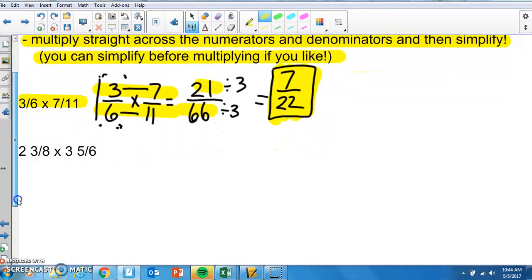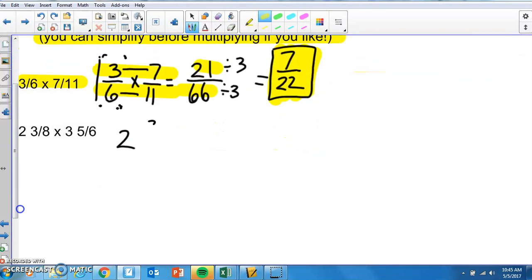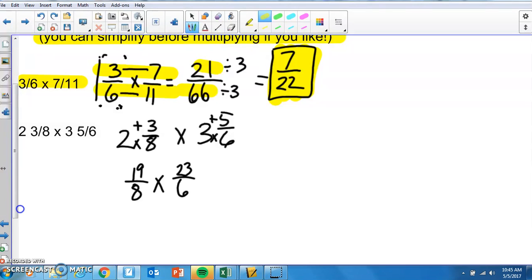So we have 2 and 3/8 times 3 and 5/6. We have mixed numbers, so let's go ahead and multiply and convert those to improper. So I do 8 times 2, then add 3. 8 times 2 is 16. Plus 3 gives you 19, so 19 over 8. Times 6 times 3 is 18. Plus 5 is 23, so it gives me 23 over 6.